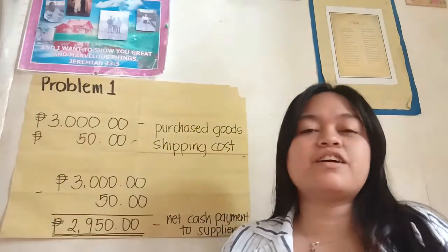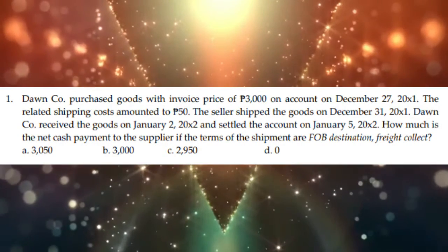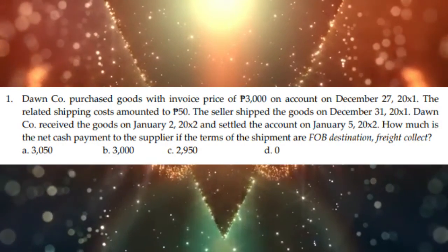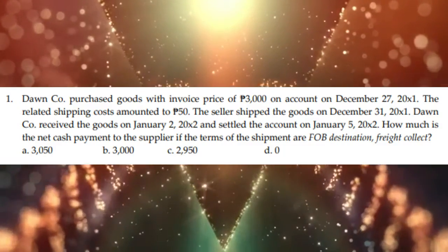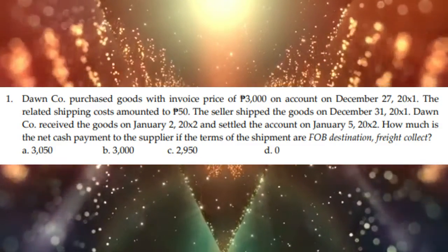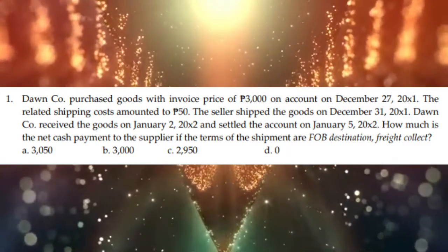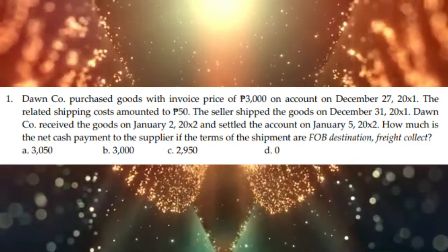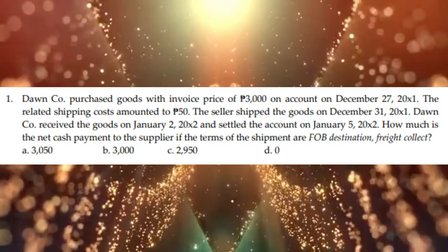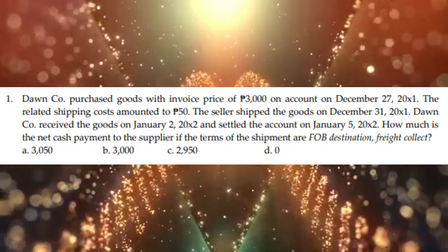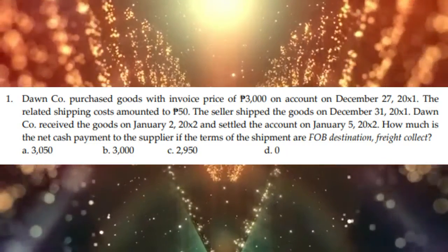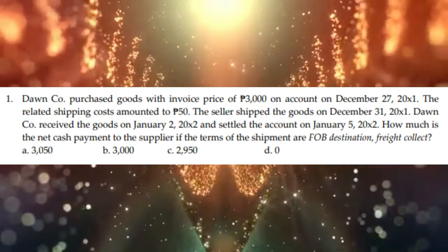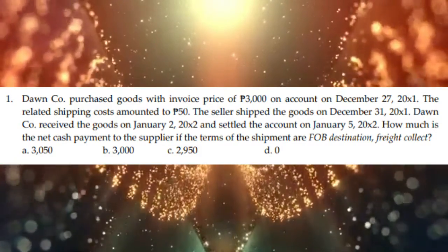So here are some problems. Problem number 1. Dawn Corporation purchased goods with an invoice price of 3,000 pesos on account on December 27, 20x1. The related shipping cost amounted to 50 pesos. The seller shipped the goods on December 31, 20x1. Dawn Corporation received the goods on January 2, 20x2 and settled the account on January 5, 20x2. How much is the net cash payment to the supplier if the terms of the shipment is FOB destination, freight collect?